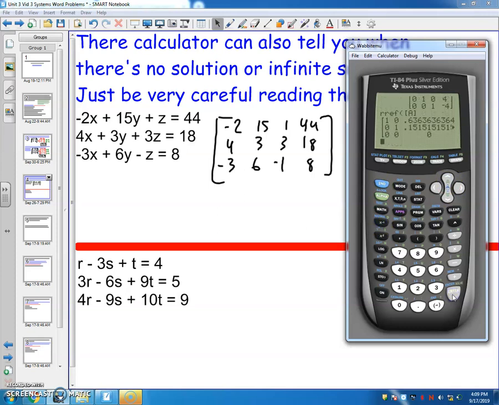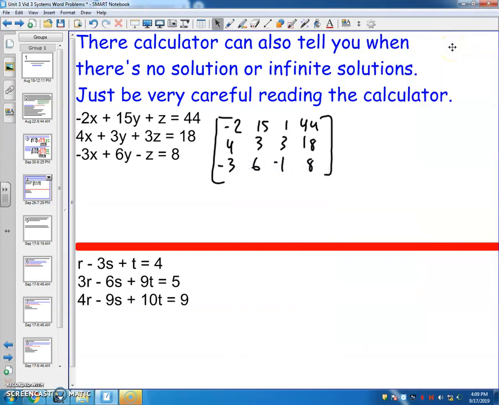Now notice it gives me 1x plus 0y plus that decimal z equals a number, which is weird, equals 0. And the second one gives me 0, 1, and a number, so 1y plus that decimal z equals 0. The last one's the most important one. It says 0x plus 0y plus 0z equals 1. So can we have 0 equal to 1? That's false.